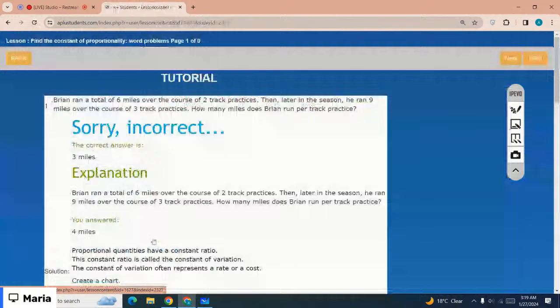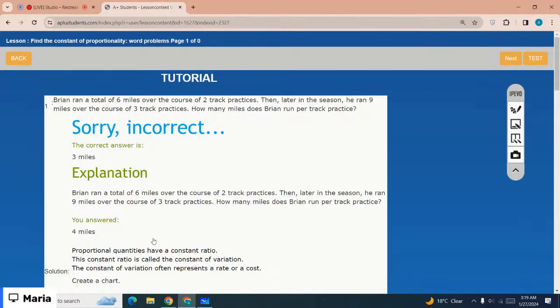Okay, let's start with the first example. Brian ran a total of 6 miles over the course of 2 track practices. Then later in the season, he ran 9 miles over the course of 3 track practices. How many miles did Brian run per track practice? So you have to find the constant of proportionality here, right?